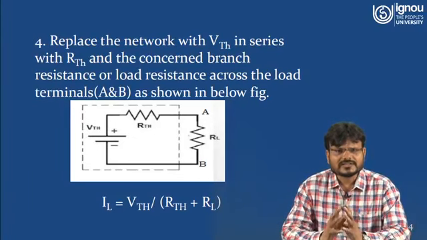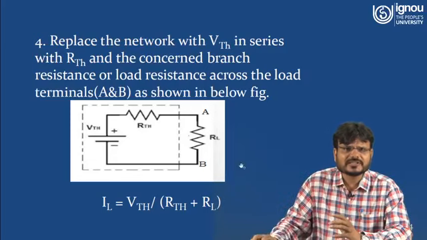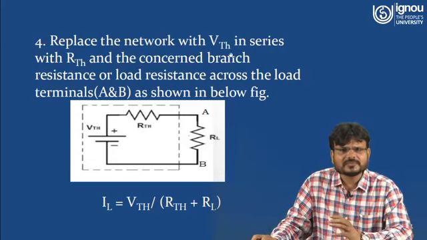So next and last step to calculate the VTH and RTH: replace the whole network with the Thevenin voltage VTH in series with the resistance RTH and the concerned branch resistance, that is the load resistance, in this way. Here you can notice this voltage is VTH and this resistance RTH is connected in series, and this one is the load resistance.